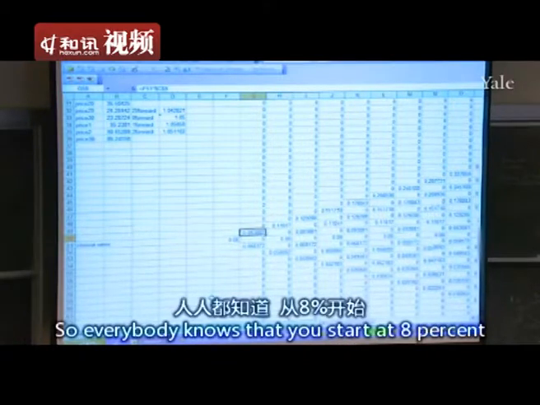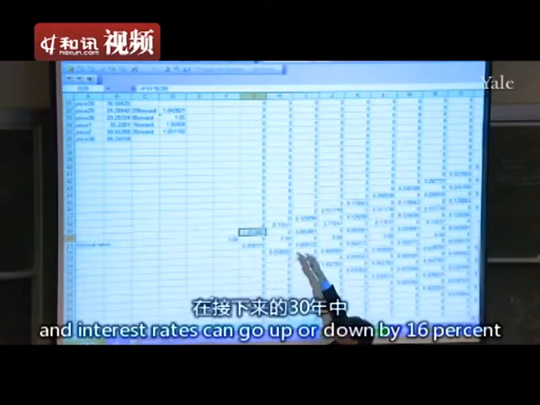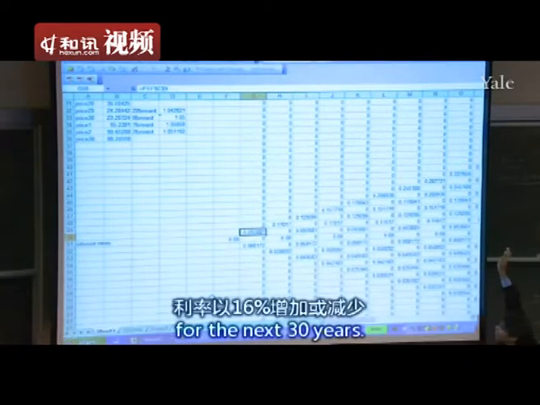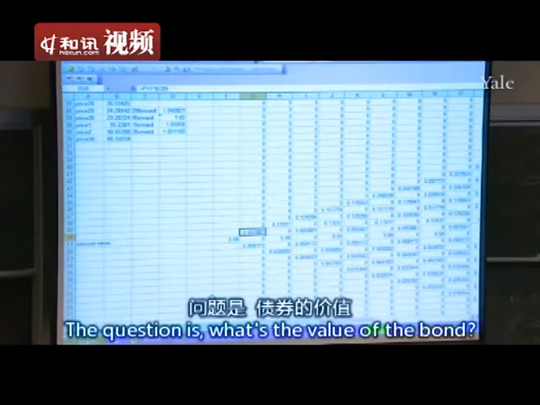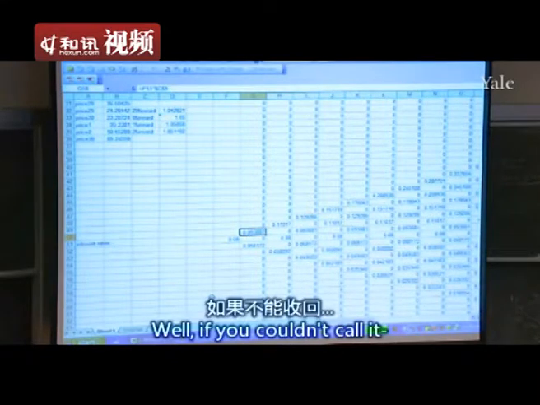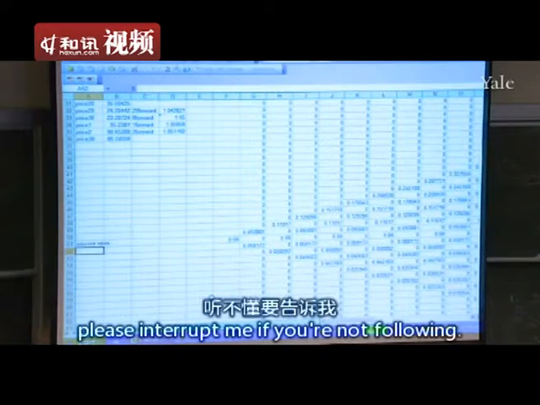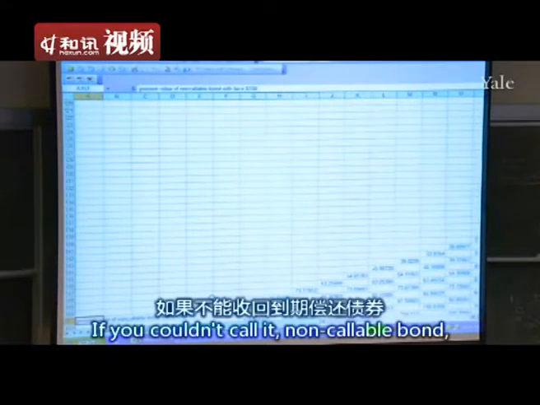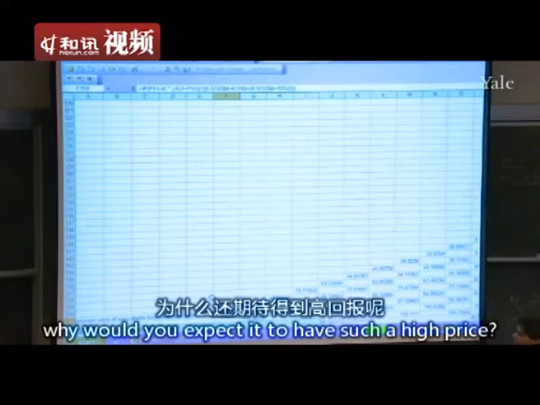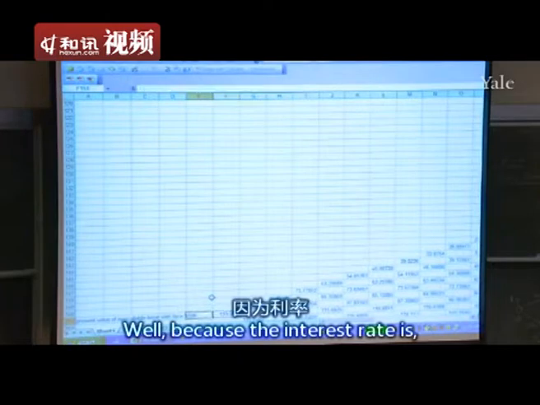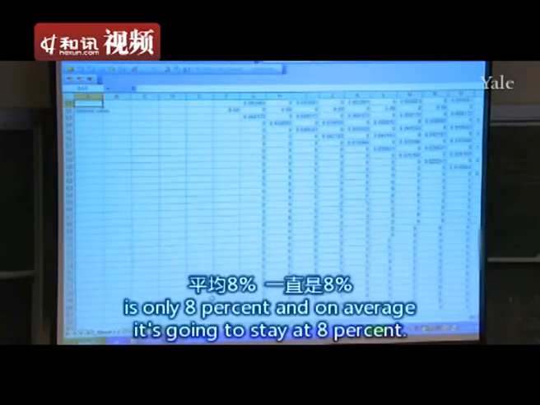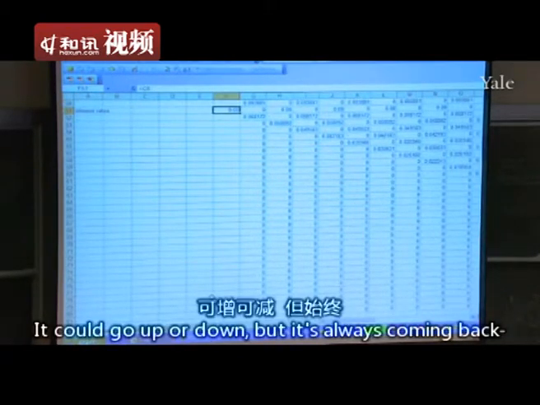So everybody knows that you start at 8%, and interest rates can go up or down by 16% for the next 30 years. The question is, what's the value of the bond? Well, if you couldn't call it, please interrupt me if you're not following, if it's a non-callable bond, why would you expect it to have such a high price? Well, because the interest rate, remember, is only 8%. And on average, it's going to stay at 8%. It could go up or down, but it's always coming back.